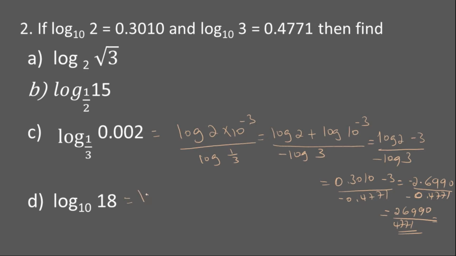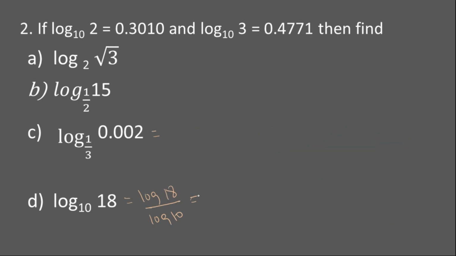This can be written as log 18 to the base 10 divided by just log 10. Log 10 is simply 1, so we are only finding the logarithm of 18. Logarithm of 18 means we can write log of 9 times 2. This can be written as log 3 squared plus log 2, so twice log 3 plus log 2.